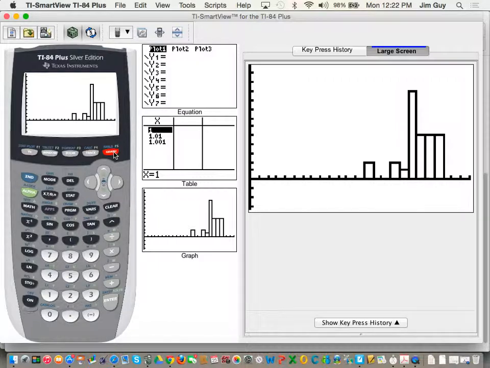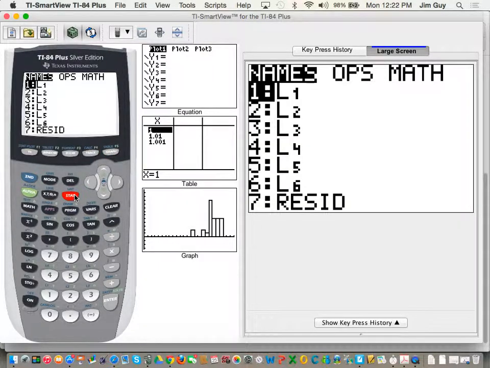Everyone's got that? Now the other thing that they're going to ask us is what's the average? They might ask us what's the standard deviation. Does anyone remember how to find the average and standard deviation of our values here? One var stats, exactly. So, how do I get to one var stats?